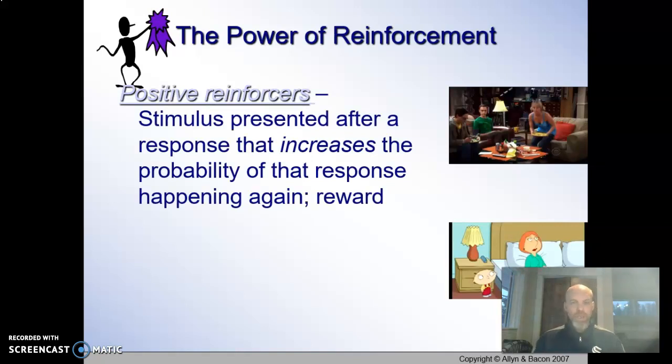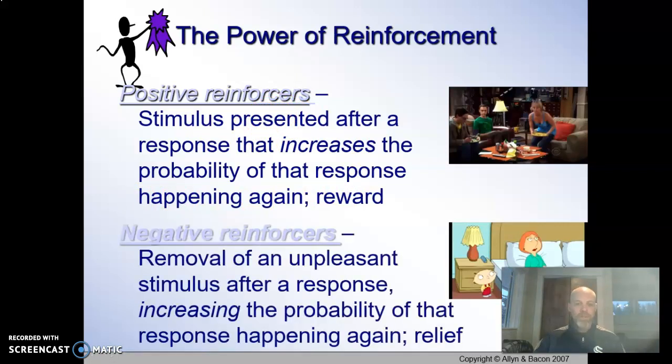So here's some of the terminology that we need to know and understand. I was watching TV the other night, and sure enough, they incorrectly used some of the terminology. So let's go ahead and get all the terminology straightened out for you. First of all, positive reinforcers. The word positive means we're going to add something to the situation. A reinforcer is something that is going to increase the probability of that behavior happening again. So this is kind of a classic reward. Okay, so a stimulus is presented after a response that increases the probability. It's this presented that makes it positive. We're going to add something to the mix.